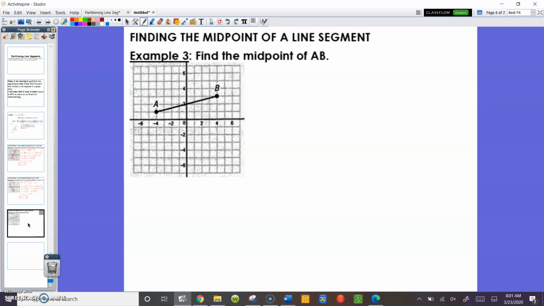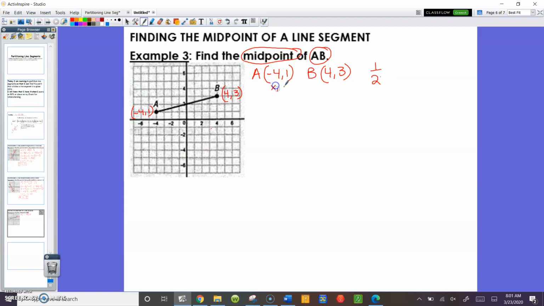Now, lastly, we're going to learn to find the midpoint of a line segment. Example 3, find the midpoint of AB. So let's go ahead and find our ordered pairs first. And again, it is AB. So it's going to be in that order. The ordered pair for A is -4, 1. The ordered pair for B is 4, 3. So let's go ahead and write those down. -4, 1, 4, 3. And then finally, whenever you're told that you're finding the midpoint, that is the same as using the fraction 1/2.